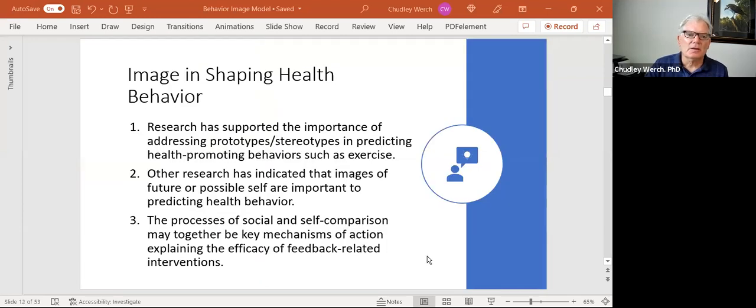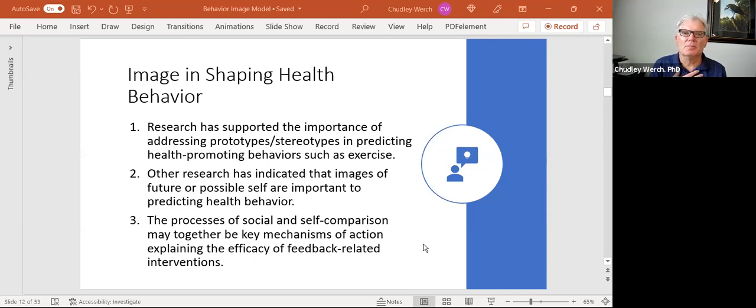So, other content about images related to health behavior. Research supports the importance of addressing what's called a prototype, or if you will, a stereotype, in predicting health promoting behaviors like exercise. Plenty of research in that area. There's research that shows that future images of an individual, yourself or your youth, of themselves in the future, or a possible self, as it's sometimes referred to, are very important to predicting their behavior. And processes of comparison, social comparison, self-comparison, are very important.